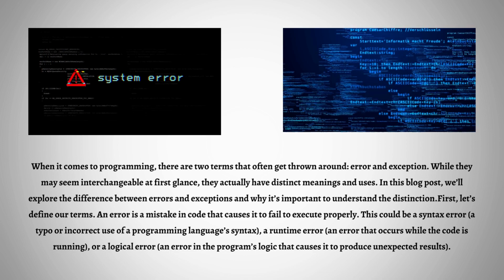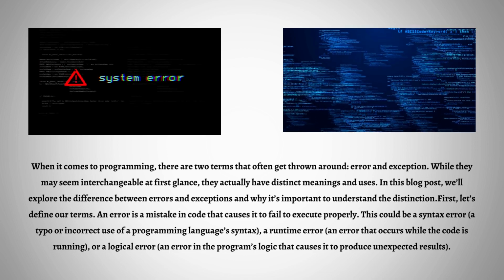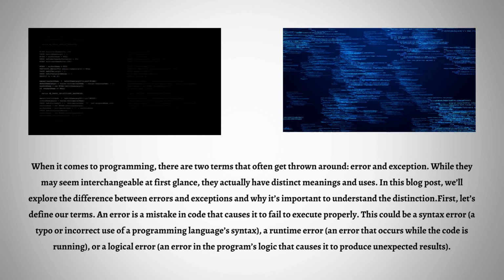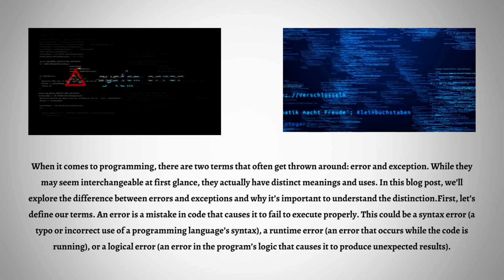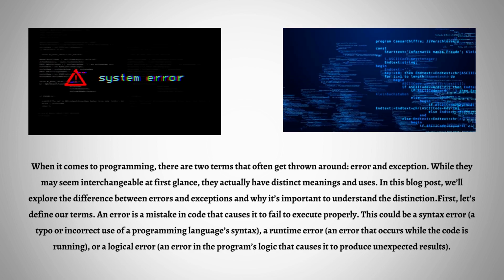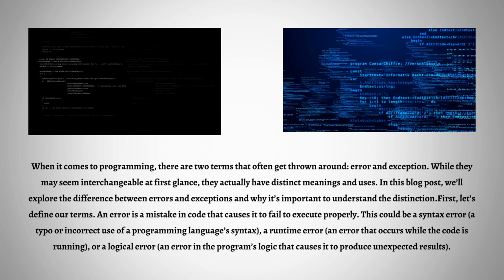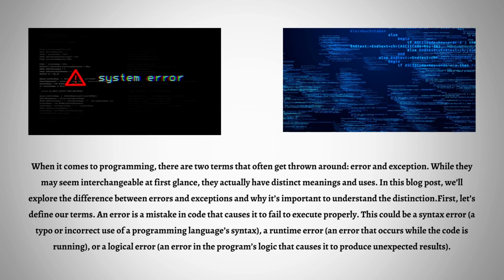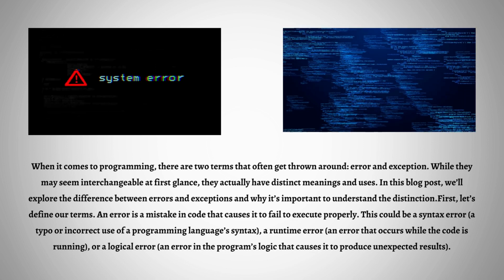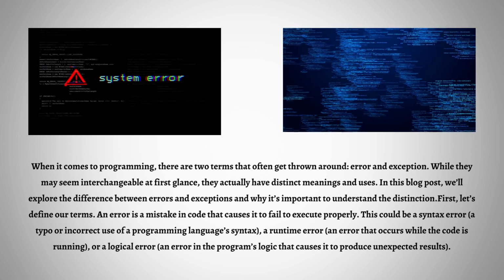When it comes to programming, there are two terms that often get thrown around: error and exception. While they may seem interchangeable at first glance, they actually have distinct meanings and uses. In this blog post, we will explore the difference between errors and exceptions and why it's important to understand the distinction. First, let's define our terms.